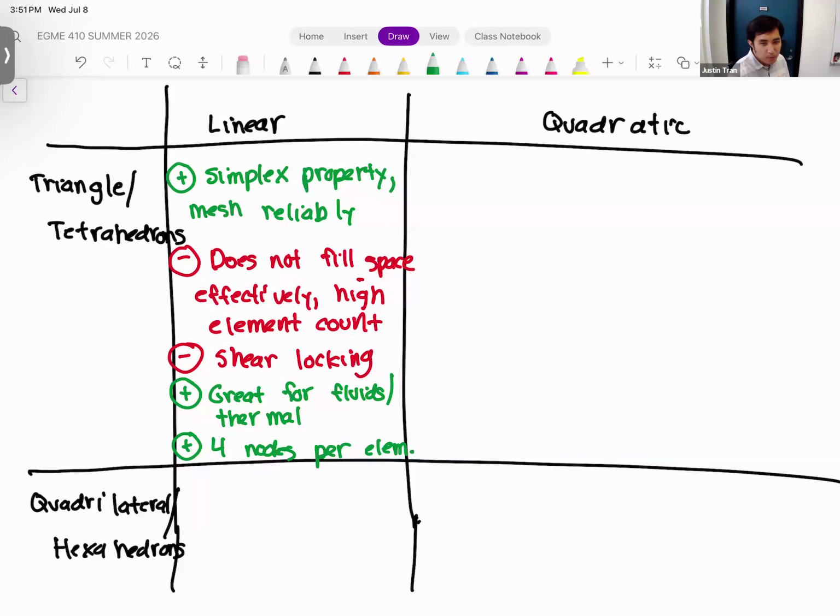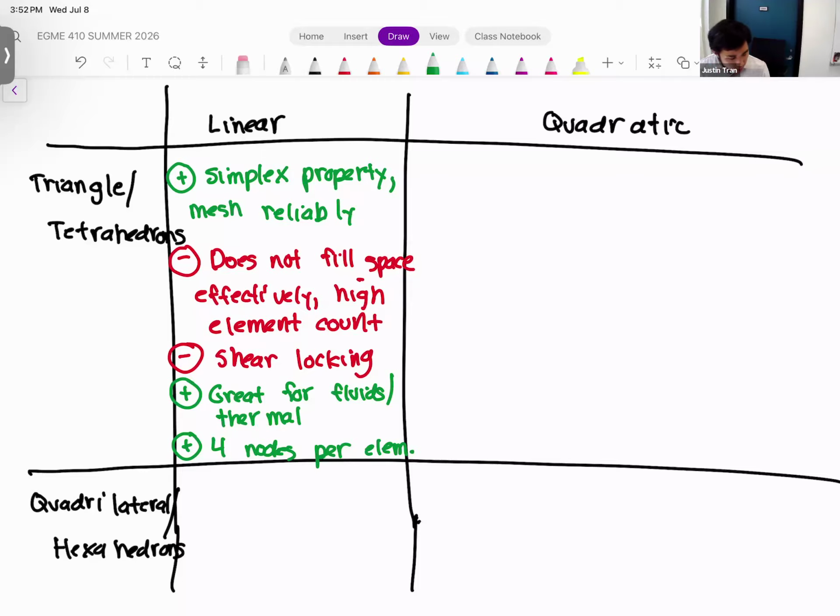And which of course, if you compare that to the most complex element, the quadratic hexahedron, which had 20 nodes per element, having 4 per element is pretty cheap. That's 5 times as cheap. Okay, so those are the pros and cons for the linear TET.